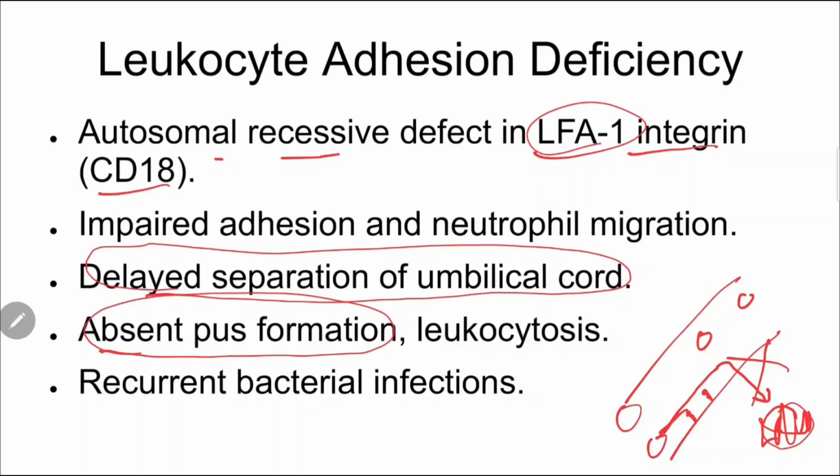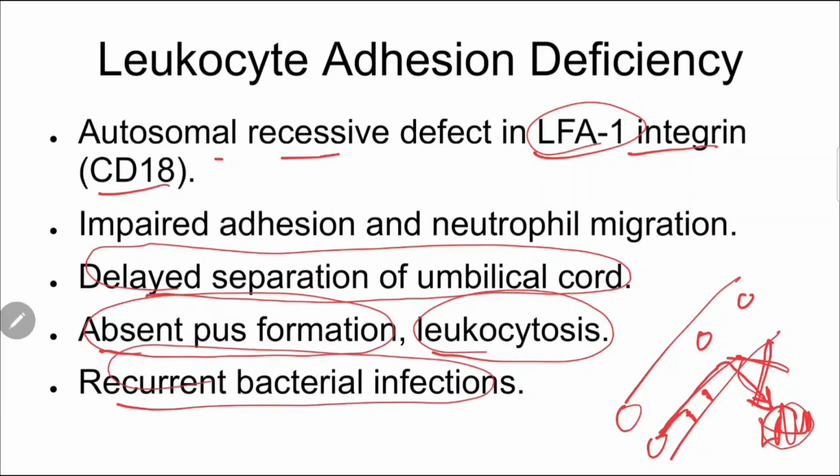Pus is basically dead neutrophils. So if you don't even have neutrophils, how will you develop pus, right? Again, you will also have leukocytosis, but this is kind of like a false leukocytosis. If you look at their neutrophil levels, they'll be very high, but it's not because of the infection. I mean, it is because of the infection, but it is more that since the neutrophils cannot migrate into the tissue, they stay more in the blood, and that's why you see a higher neutrophil count, right? And again, there will be recurrent bacterial infections, especially of the skin and mucosa.